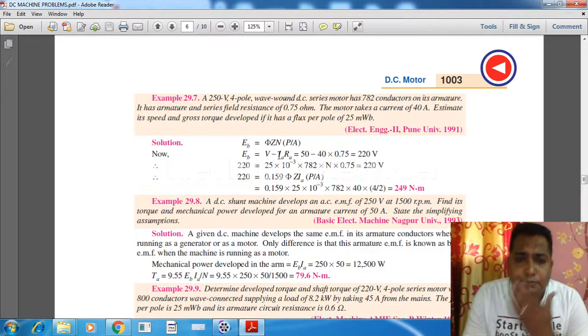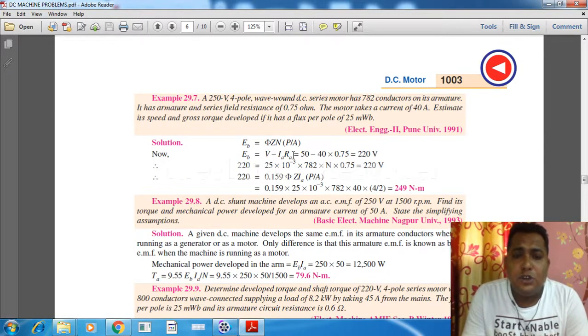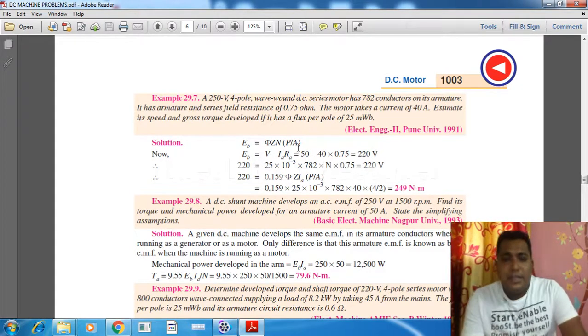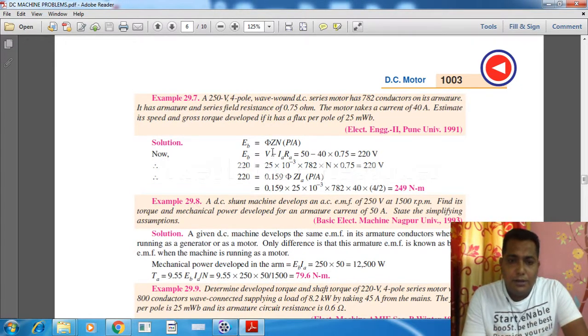Sorry, there is a mistake, V should not be 50, it is 250, minus the armature current, which is told as 40, and armature resistance, which is told as 0.75. So put that value, we will get 220 volt. So that means there is a typing mistake, V should not be only 50, it should be 250. So from there we can find out Eb.